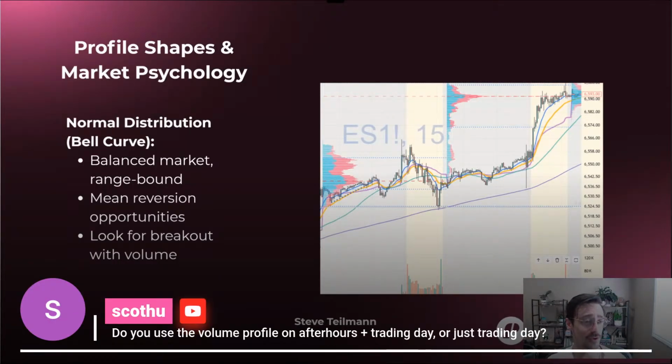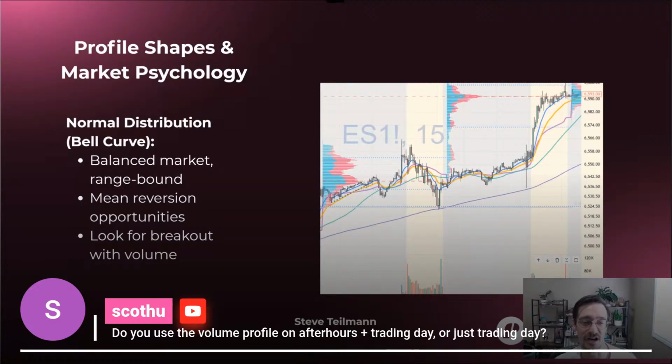Do you use volume profile on after hours plus trading day or just trading day? Great question. So basically, for futures, I think it's very important because there's a lot of shares that trade overnight. It's really important context to have. This is kind of my basic rule for incorporating after hours price action into my TA. If there's significant volume, then yes, you need it because you need to know what that significant volume is doing.